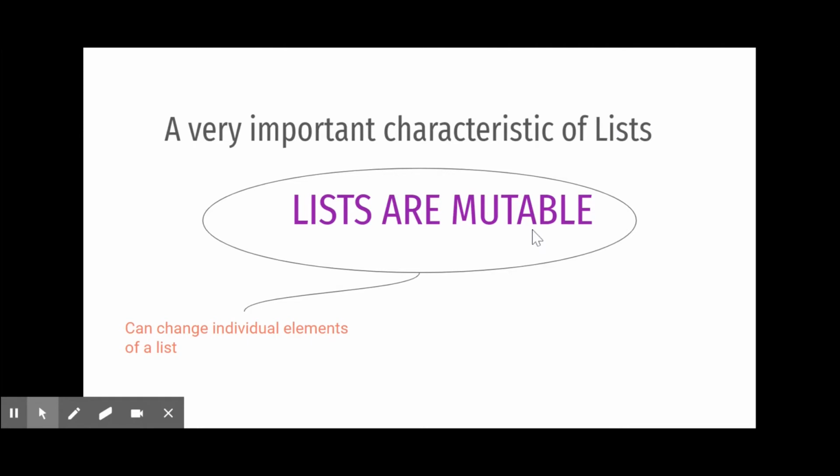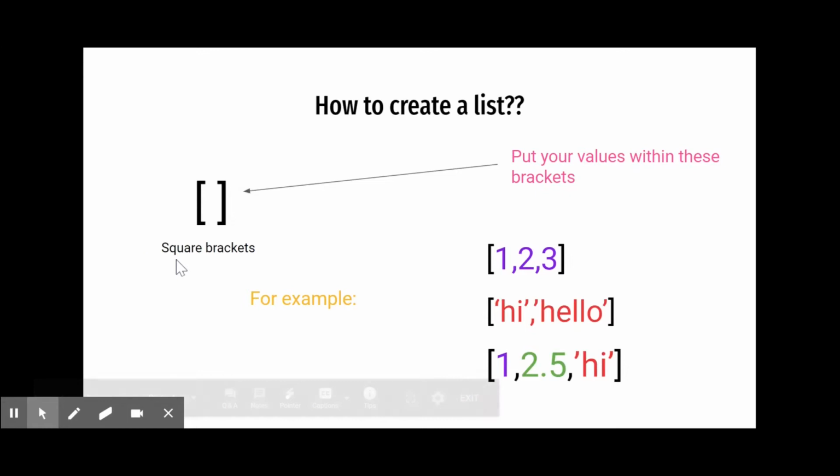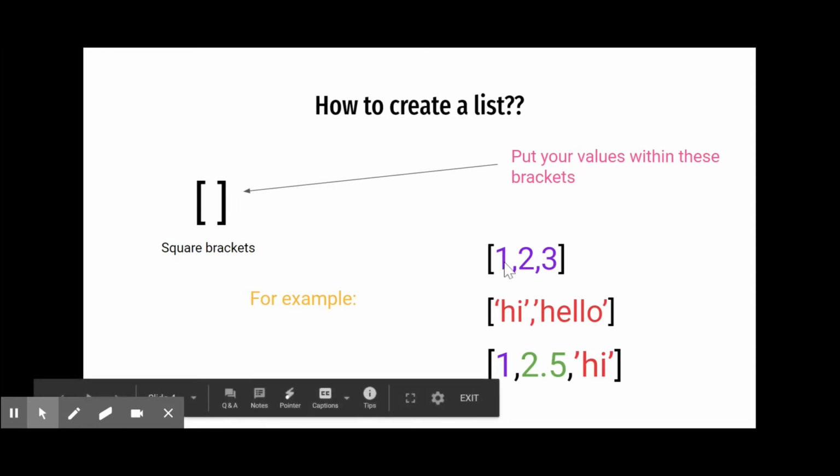That is, if I want to change only one element in the list, I can do that. But if you look at strings, they are immutable. Now how to create a list? For creating a list, we'll use square brackets. Like how in strings we used double quotes or single quotes, we'll be enclosing our values within these square brackets.